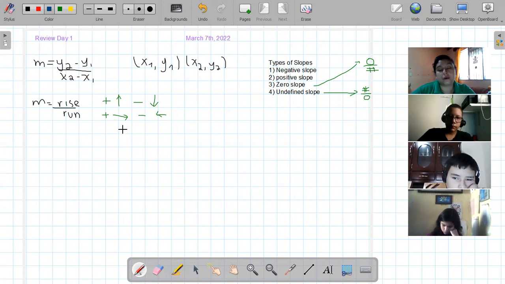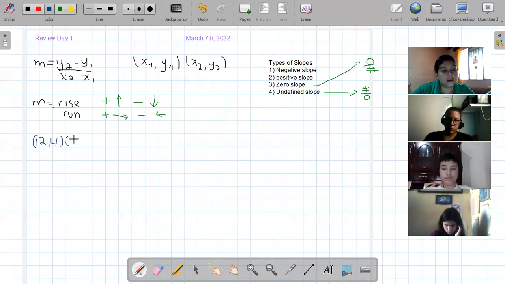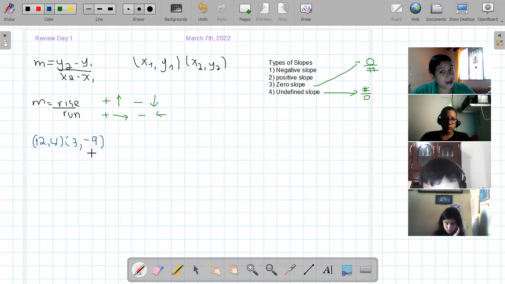Okay, so right now we're gonna work with the slope with two given points, okay? That will be the exercises where we're gonna be working right now. So let's say that we got 2, 4. Let's say 12, 4, and 3, negative 9. Okay, are we gonna have a positive slope, a negative slope, an undefined, or a zero slope? I don't know, let's find out.